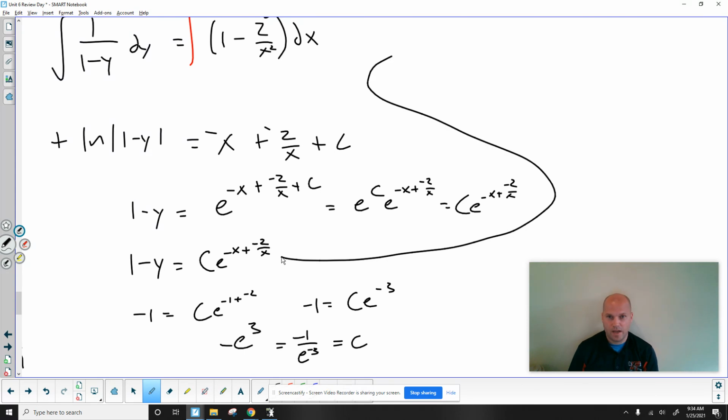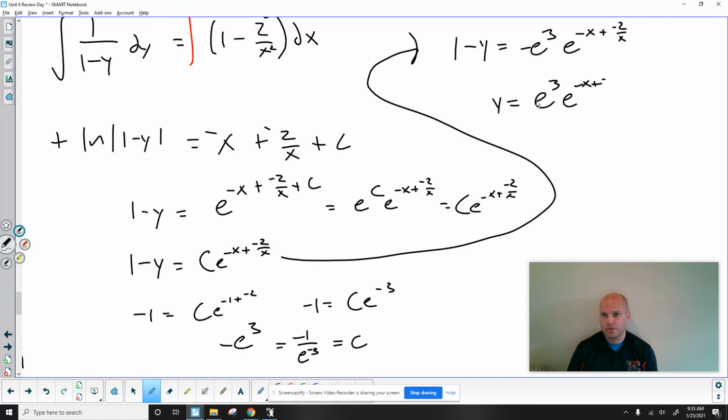Okay, let's move that up here. So I have 1 minus y. Don't forget, I have not solved for y yet. It is equal to -e to the 3rd, e to the -x plus -2 over x. You can combine this power if you want to and have a plus 3. I'm going to subtract 1, divide by negative 1. This will turn into a positive e cubed, e to the negative x plus negative 2 over x plus 1. So subtracting 1, that's a minus 1. Take the opposite of both sides, becomes a positive 1. And this is the answer, okay?